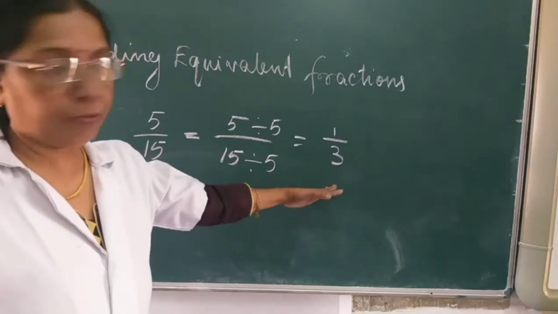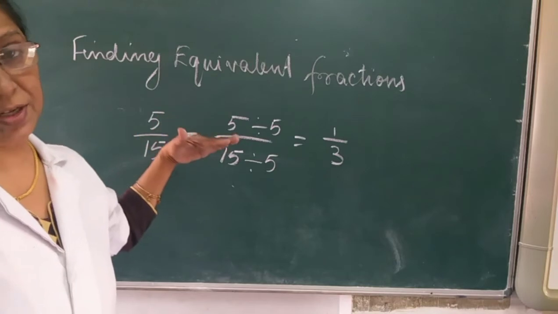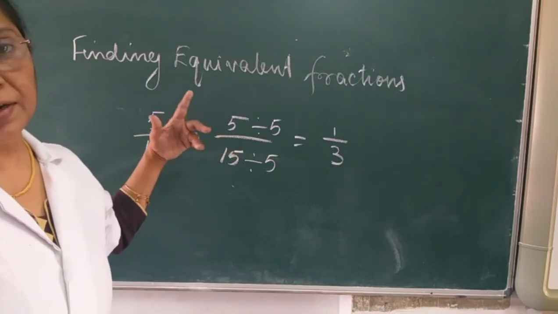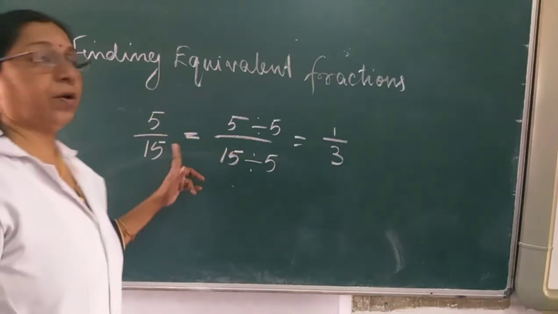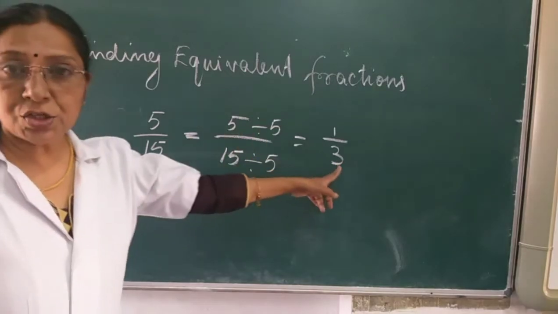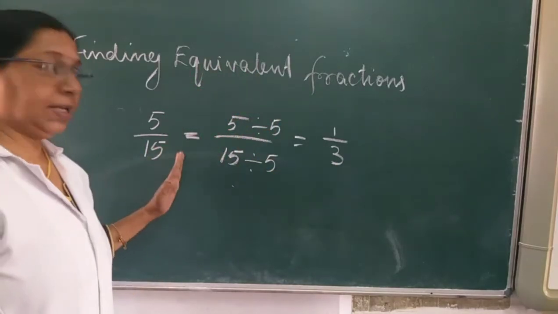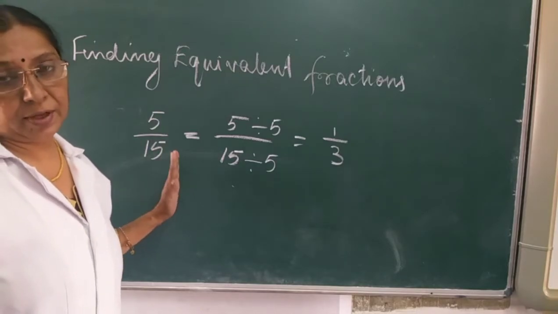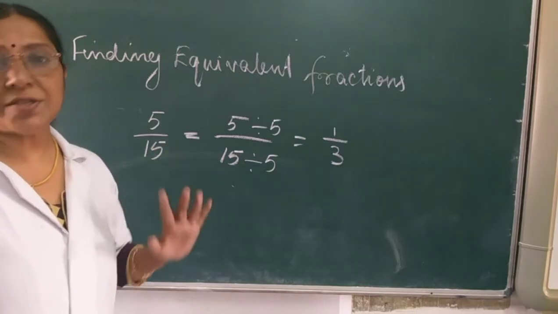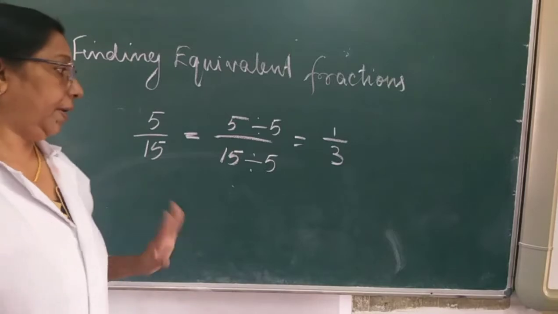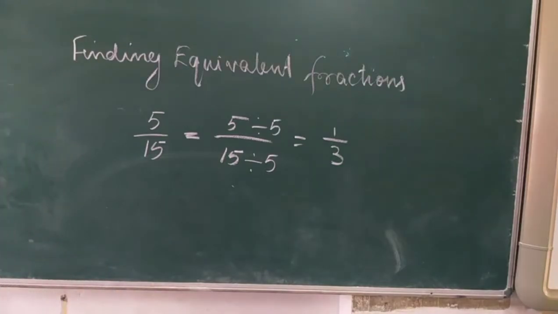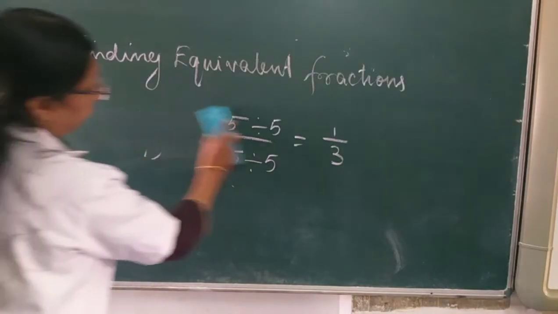To get the smaller equivalent fraction, we divide the numerator and denominator of the given fraction by the same number. To get bigger equivalent fractions, we multiply the numerator and denominator of the given fraction with the same non-zero number. Okay, children?